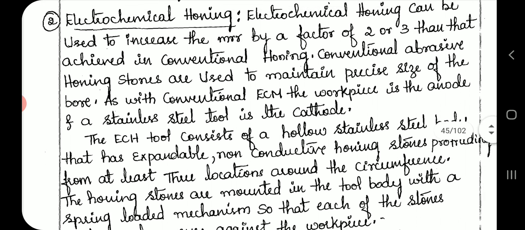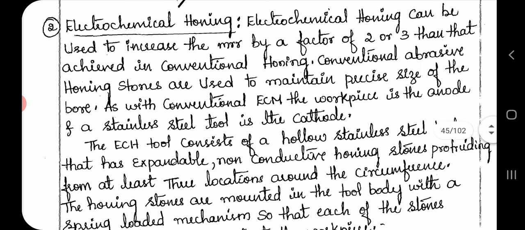Electrochemical honing. Electrochemical honing can be used to increase the material removal rate by a factor of 2 or 3 over that achieved in conventional honing. Conventional abrasive honing stones are used to maintain precise size of the bore. As with conventional ECM, the workpiece is the anode and a stainless steel tool is the cathode.